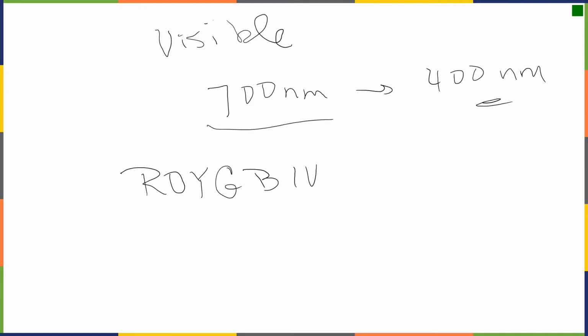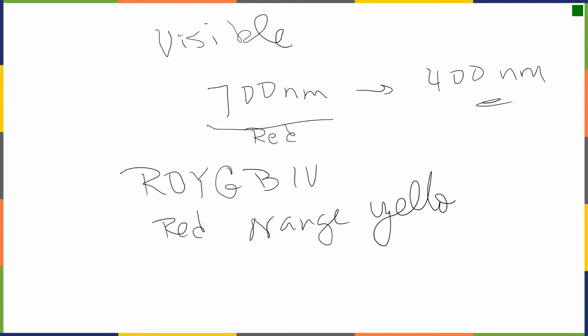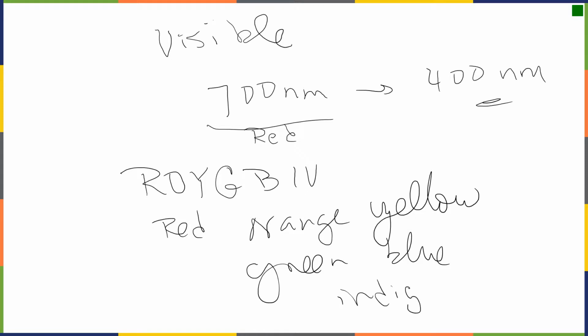Shorthand for the visible is ROY G BIV, and this is red, which is around the 700 nanometer area, and it goes from red, orange, yellow, green, blue, indigo, and violet. Don't ask me what indigo is. I can't really tell indigo from blue and violet.